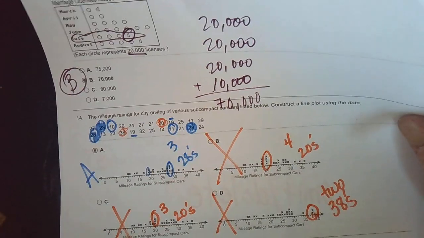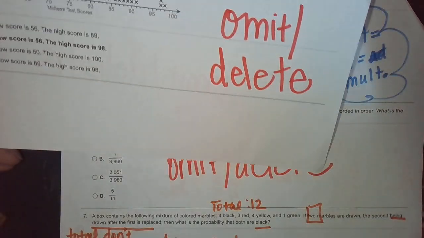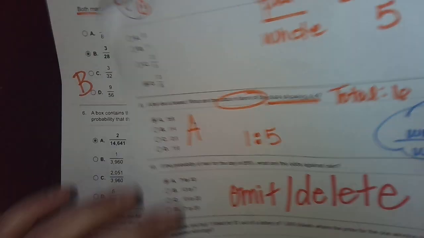Woohoo! Okay, 16, I omitted or deleted, whatever you want to say. I omitted and deleted the 15, and then 16 says the midterm test scores for the 7th period typing class are shown below. What are the outliers?